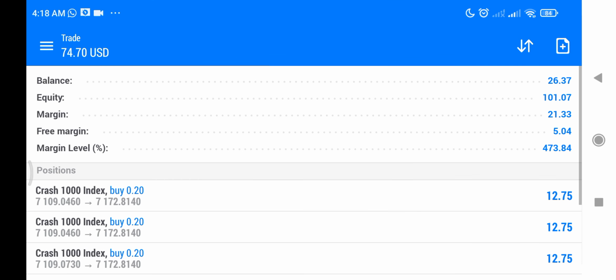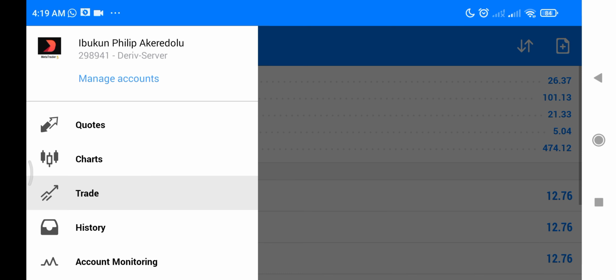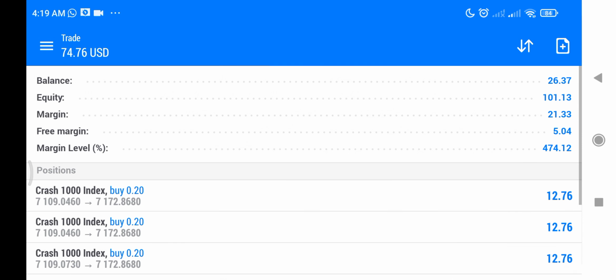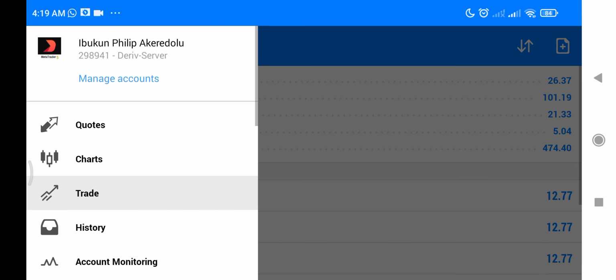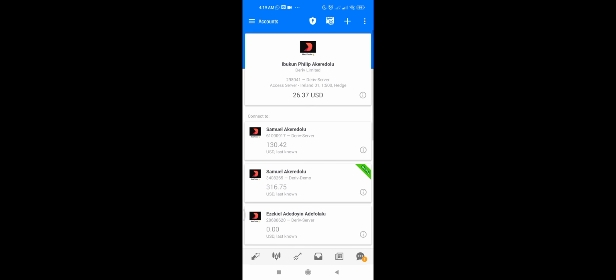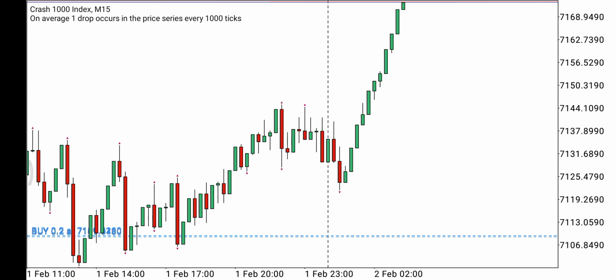I entered this trade yesterday and I'm already at $100 profit from $26, and it's not even up to 10 hours. You can see they've already removed the box that is over here if you update your MetaTrader 5 account, but it's a real account. You can see the Rift server. Then let's come to charts. Let me explain real quick.